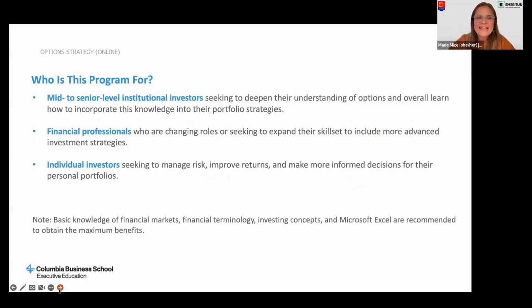If you are a mid to senior level institutional investor, a financial professional, or an individual investor, then this program is really going to help you to deepen your understanding and learn how to incorporate this knowledge as you learn it. If you're looking to really expand your skill set and have a more strategic and advanced investment strategy, this program is going to give you the tools to manage risk, improve your returns, and make more informed decisions. So this is the crux of why you're here.